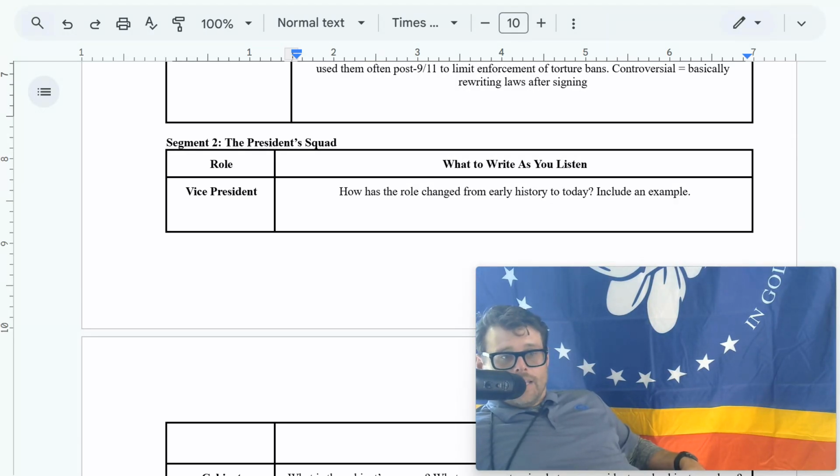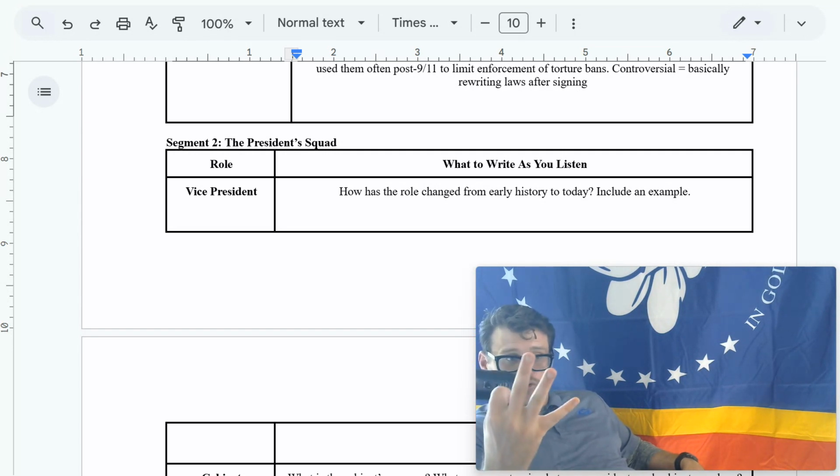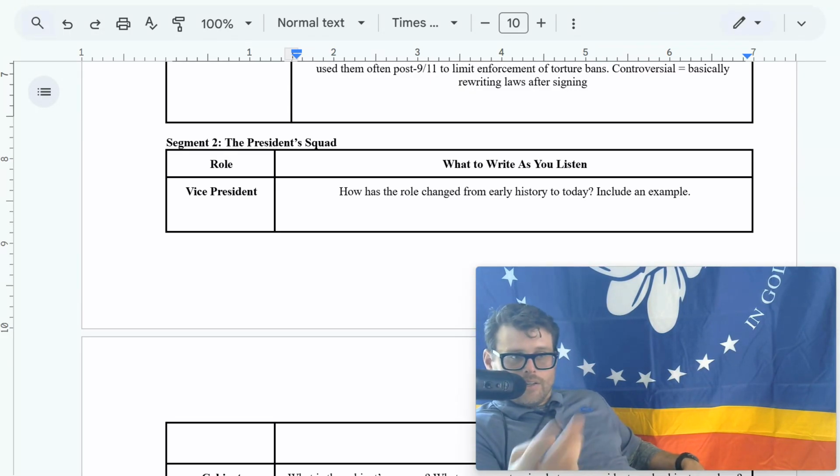All right. Next up, cabinet, right? Cabinet members, there's 15 department heads. Initially, there were only 3: Secretary of State, Secretary of War, and Secretary of the Treasury, right? Those were your first 3 departments, your original. Now, the Secretary of War, or Department of War, is now the Department of Defense, okay?